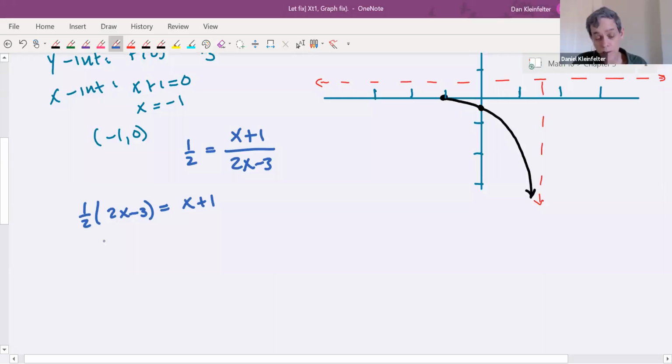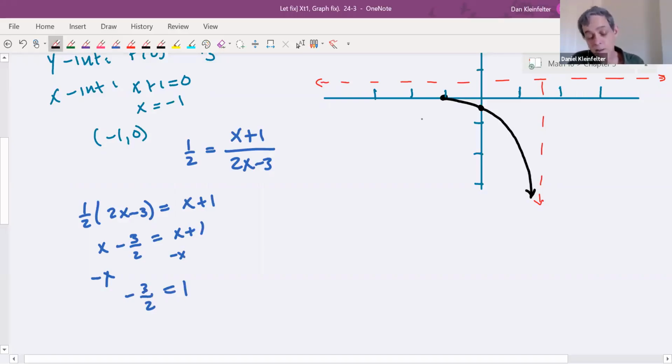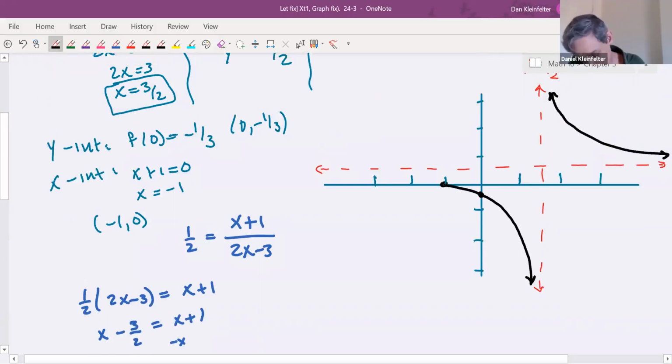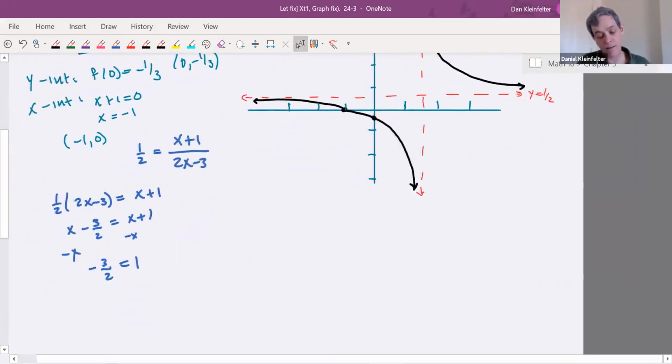Then distribute. So this will give us x minus 3/2. That will equal x plus 1. Distributed to remove the parentheses. Now let's subtract x from both sides. If you subtract x from both sides, you have -3/2 equals 1, which is false. Since -3/2 never equals 1, that means that the graph never will cross that horizontal asymptote. And so it will just have to come up towards it from below in that way. So that does it for that.